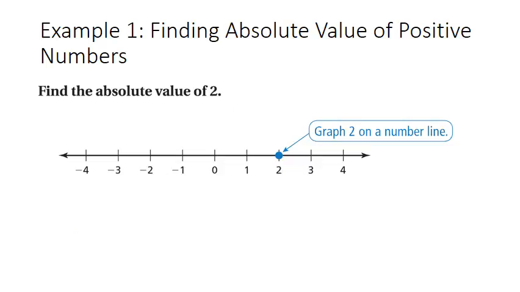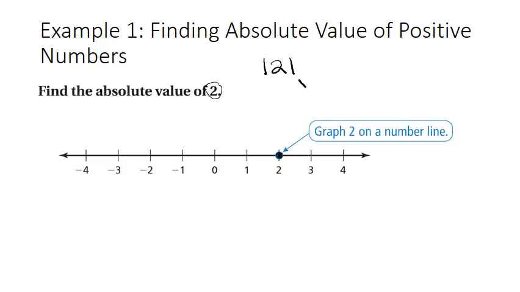Okay, so let's work through an example here. We're going to be finding the absolute value of a positive number. So we want to find the absolute value of 2. We need to first find 2 on the number line, so we're going to graph that right here. We have our number line right here, and this is the number 2. Now we want to find the absolute value of 2.